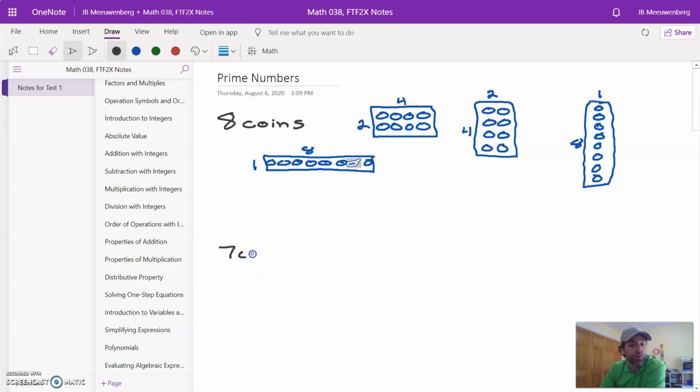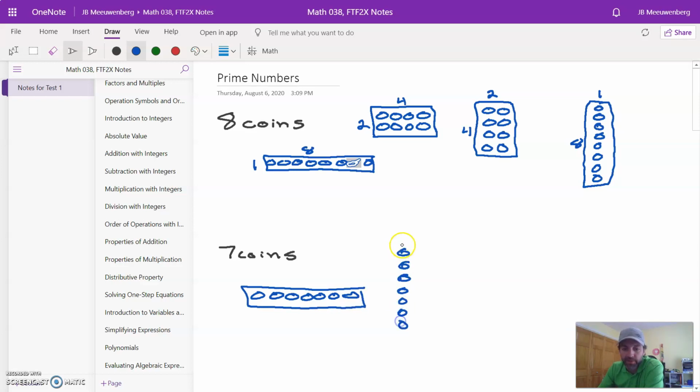thing with just 7 coins. Try to make some rectangles. Pause the video, come back. What you're going to find is that if you want to make a rectangle out of 7 coins, the only way to do it is 1, 2, 3, 4, 5, 6, 7. Or if you stack them vertically, 1, 2, 3, 4, 5, 6, 7. You can't do anything else. You don't have any other options. It's either 1 by 7 or 7 by 1. Again, it's the same rectangle, it's just rotated.